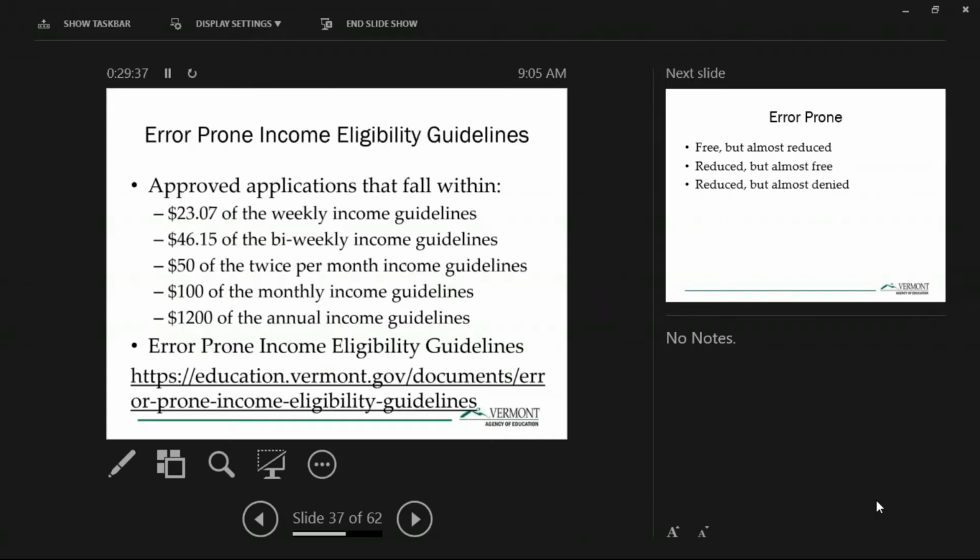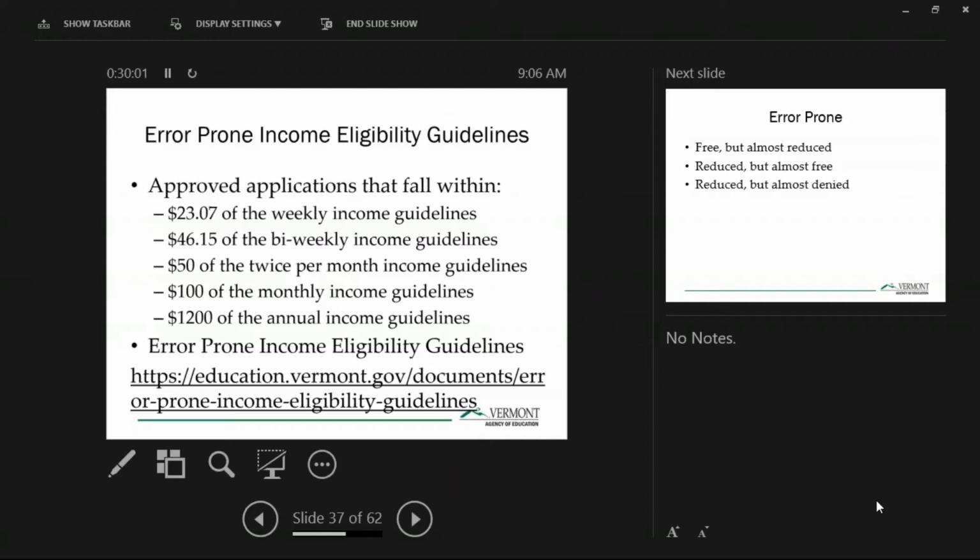Okay, what is error-prone, you ask? Great question. Error-prone applications are approved applications that fall within a certain threshold of the free and reduced price meal eligibility guidelines. It's often referred to as within $1,200 of the annual income eligibility guidelines or within $100 of the monthly income eligibility guidelines.